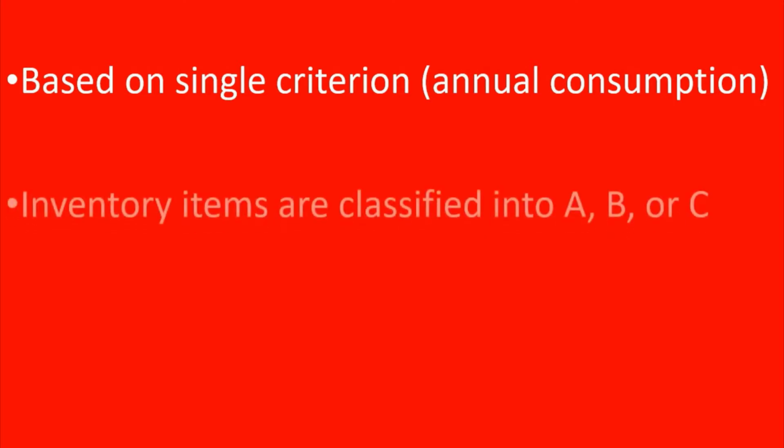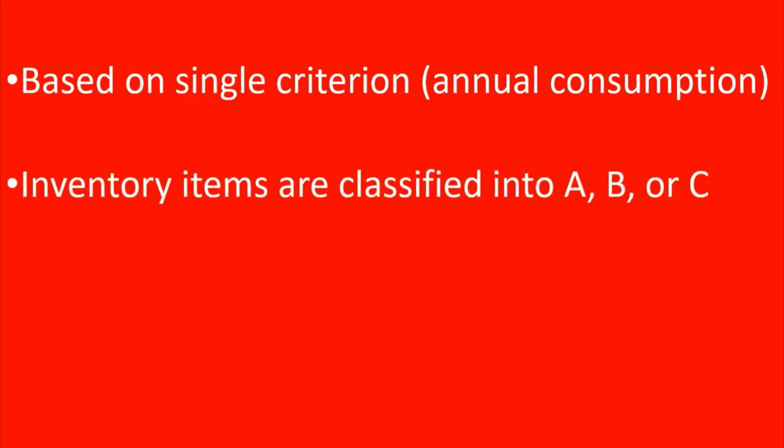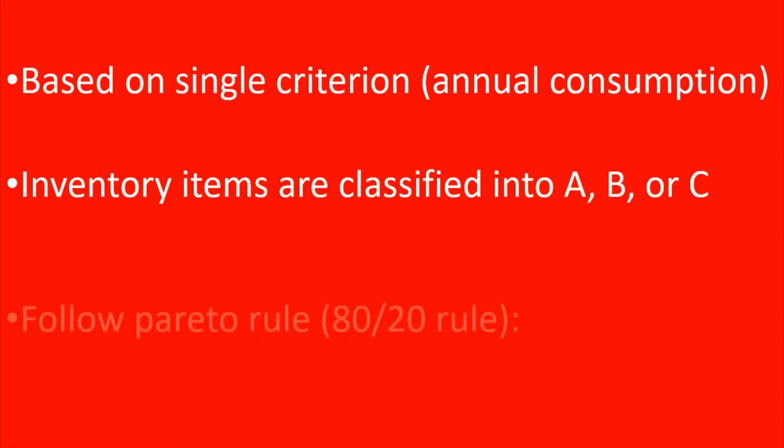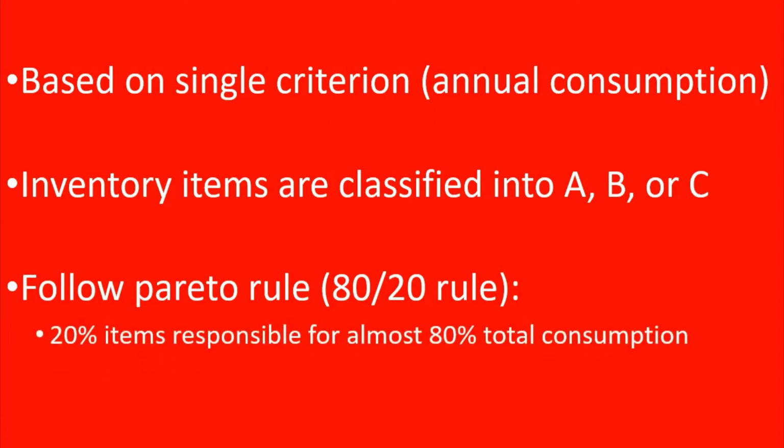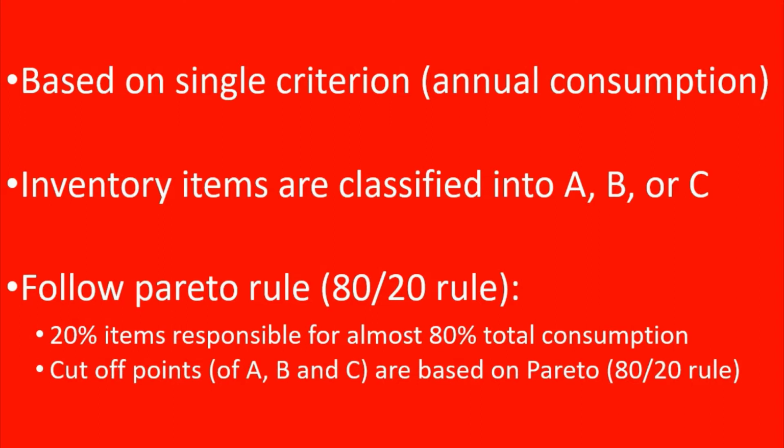Inventory items are classified into A, B, or C based on the Pareto rule, which is also called the 80-20 rule, which suggests 20% of items are responsible for almost 80% of total consumption. Based on that, we set cutoff points for A, B, and C.